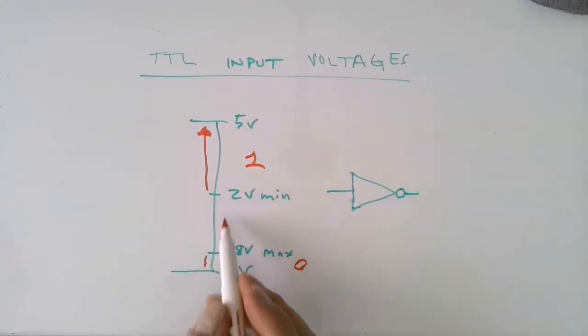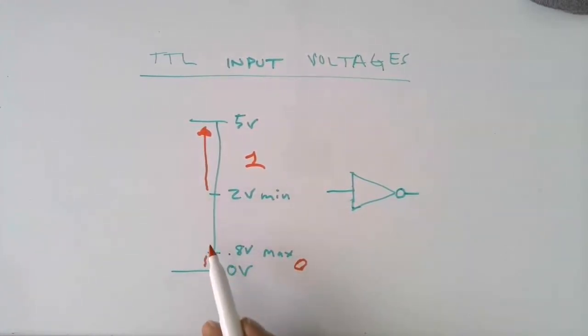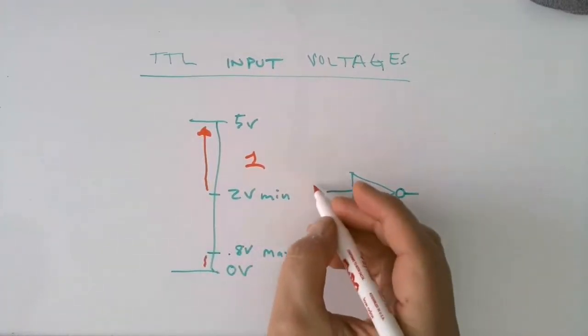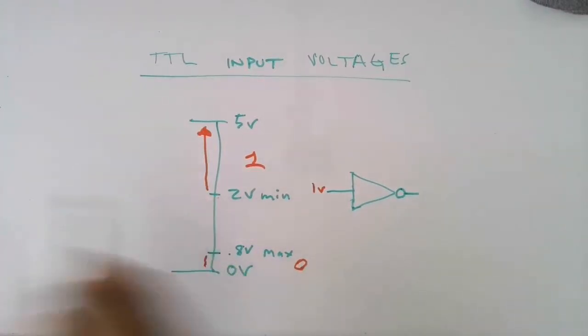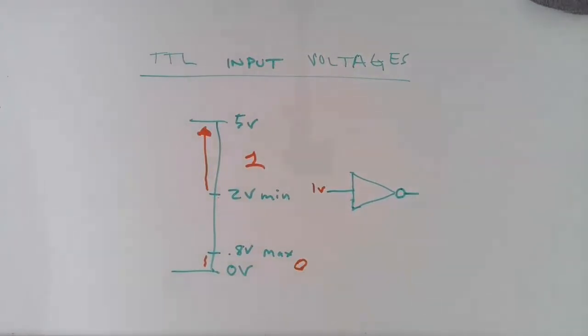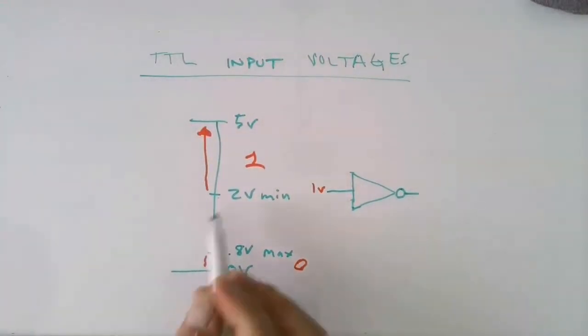But how about this area in between? Well, that's a problem. If you had a voltage, for example a 1 volt input on our inverter, there's no guarantee what the state will be. It could be low or high. So we consider that area kind of like, I guess what you'd call, no man's land. That's an unallowed state.